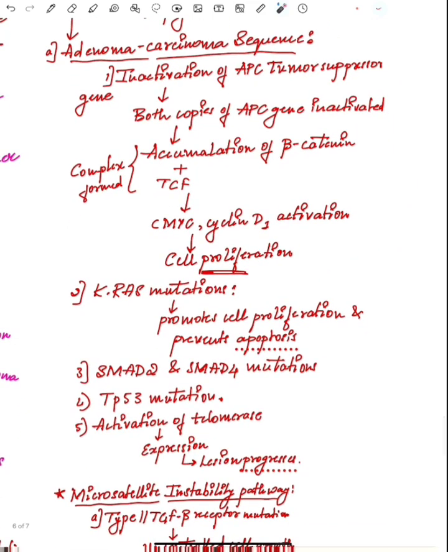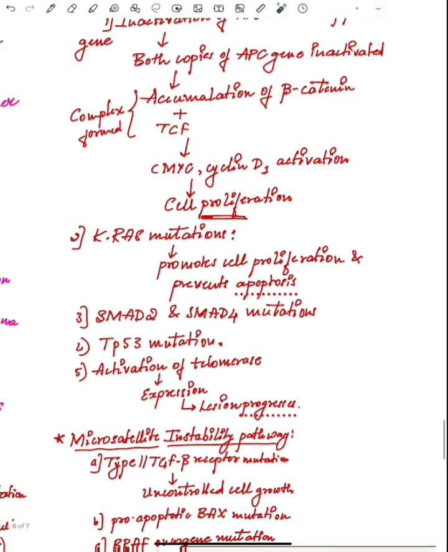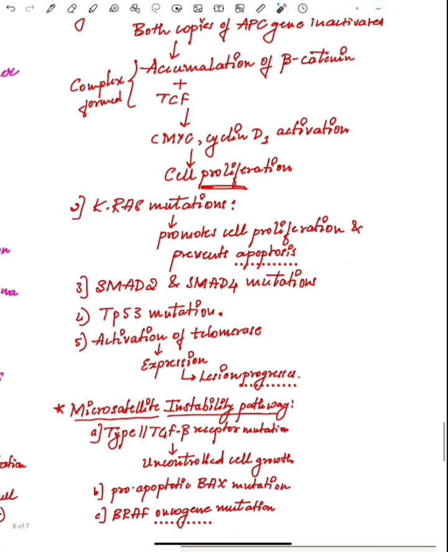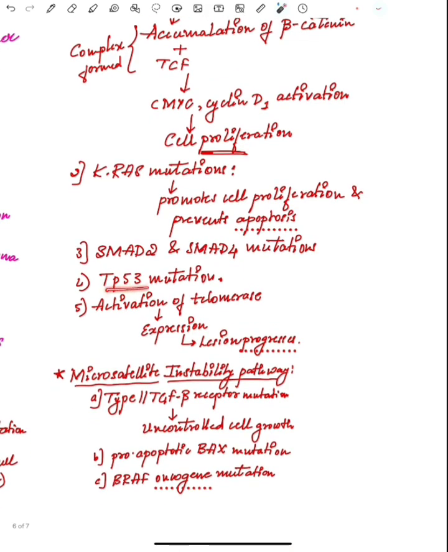Then, other than inactivation of the APC tumor suppressor gene, there is mutation of the KRAS gene. This KRAS gene mutation leads to cell proliferation and prevents apoptosis. Other mutations are SMAD2 and SMAD4 gene mutation, TP53 mutation, and activation of telomerase. This activation leads to expression of telomerase. It increases the progression of the lesion.